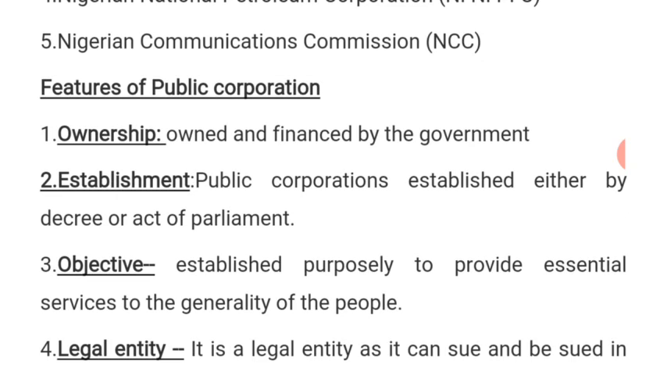What are the features? Number one, ownership. When we say ownership, public corporations are owned and financed by the government. We have said this earlier. They are owned and financed by the government through the tax which is paid by the taxpayers, by the citizens of the country. Number two, establishment.